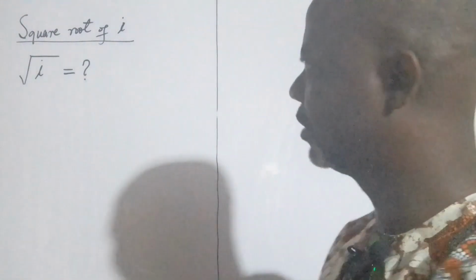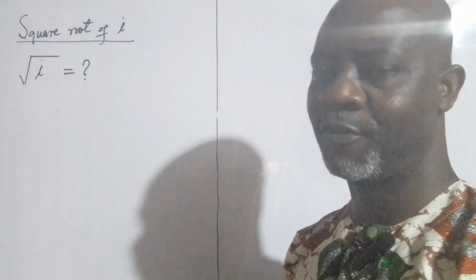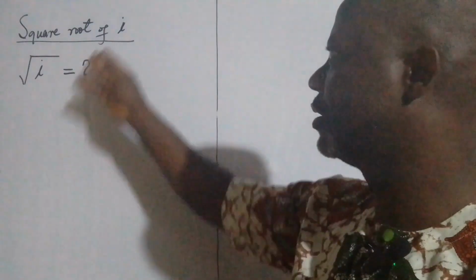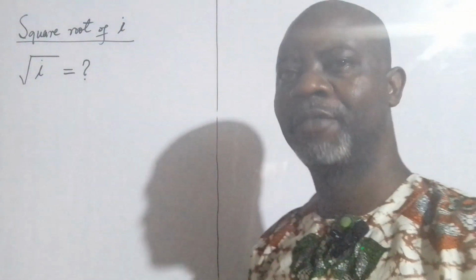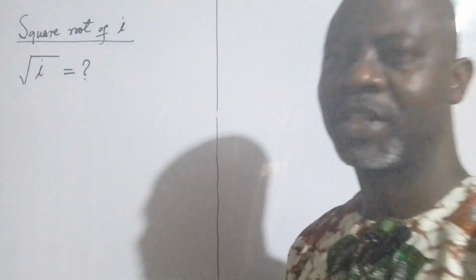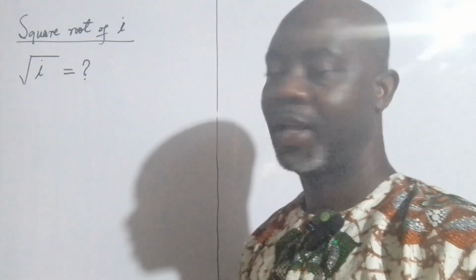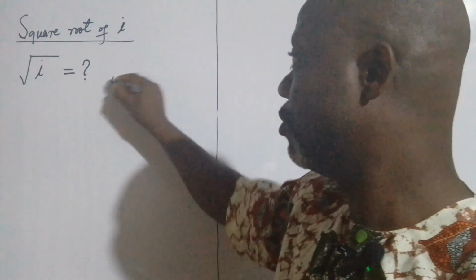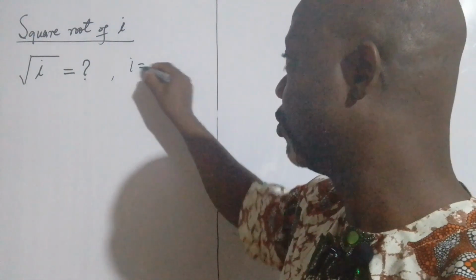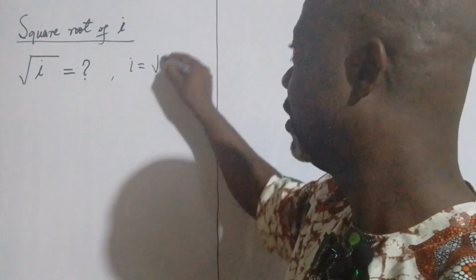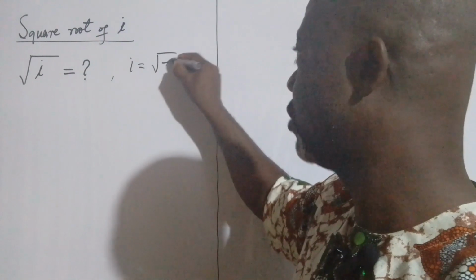Today we have this challenge before us, and it is the square root of i. I'm sure before now you've most likely heard about i, and it is also possible you must have heard that i is the square root of -1.